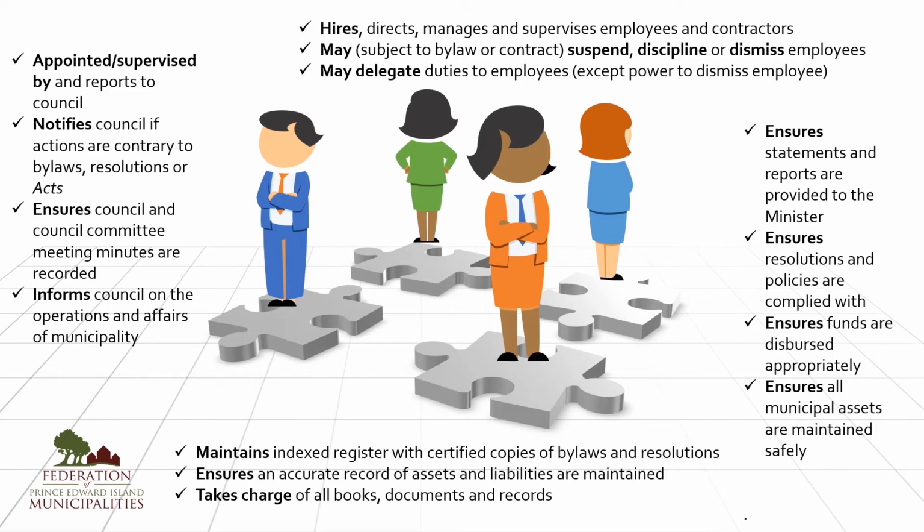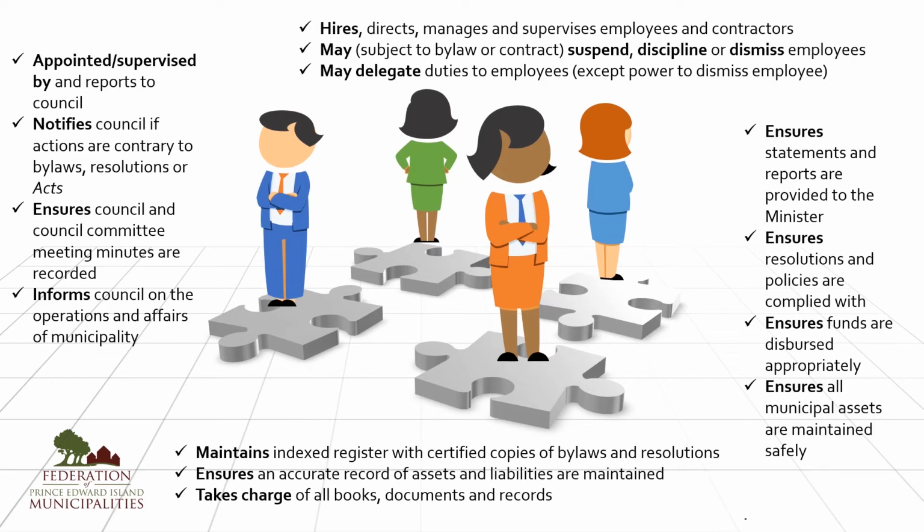With respect to human resource functions, the CAO is responsible to hire, direct, and supervise employees and contractors, and they also have the authority and responsibility to discipline, suspend, or dismiss the employees that they hire. The MGA does allow the CAO to delegate some duties to employees, except you should note that they do not have the authority to delegate the power to dismiss employees. That can only be done by the Chief Administrative Officer.